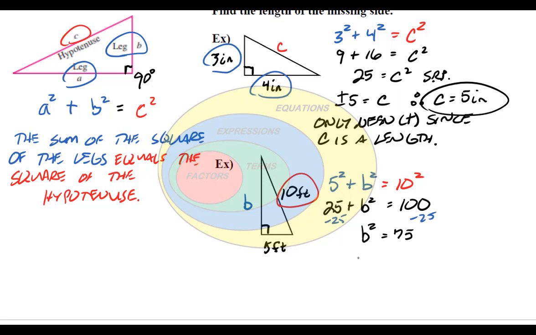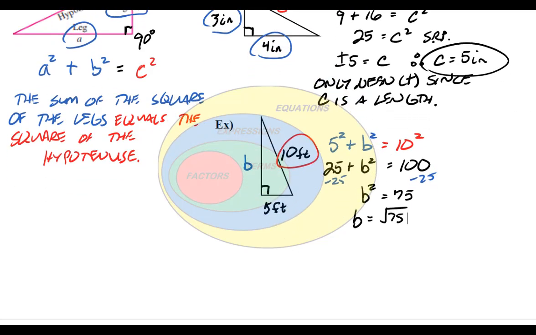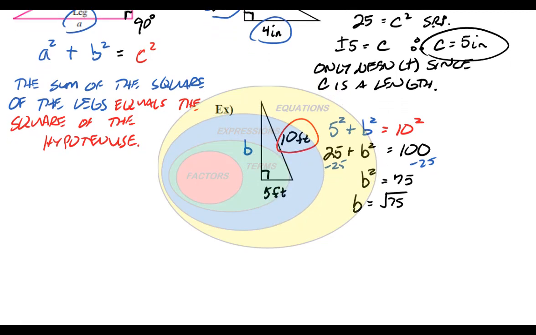So if we take the square root and look at just the positive, b must equal the square root of 75. The square root of 75 is not a perfect square, so we can simplify this by looking for perfect square factors. I can split this into the square root of 25 times the square root of 3, so b equals 5 times the square root of 3. This would be the exact answer in feet in this case. If we approximate b with a calculator, we get approximately 8.66 feet.